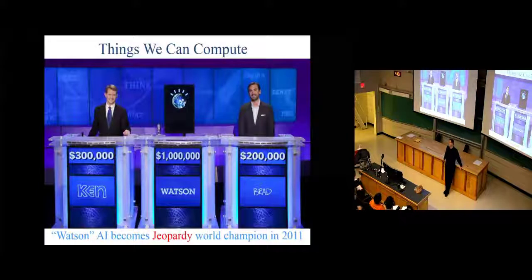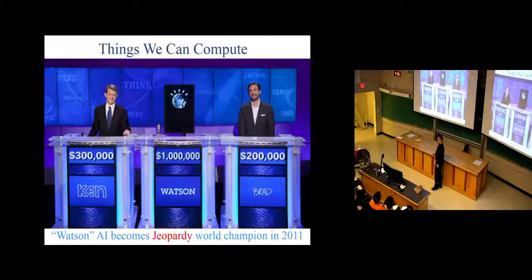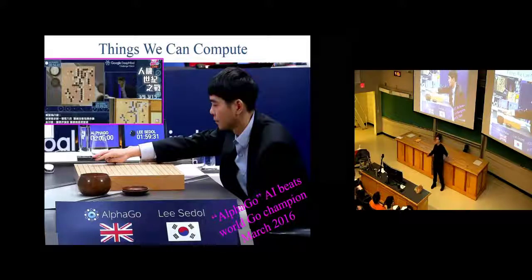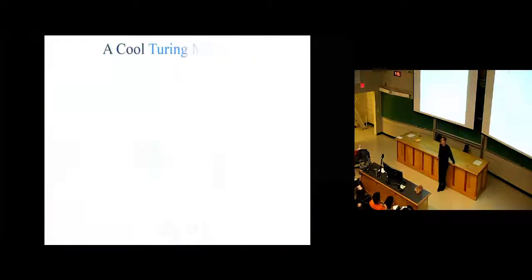More sophisticated than chess playing programs even is the winning of computers against humans in Jeopardy, and there's IBM's Watson beating the world's champions in Jeopardy in 2011, and more recently, AlphaGo by Google beat the world's Go champion, Lee Sedol, just a couple of years ago.